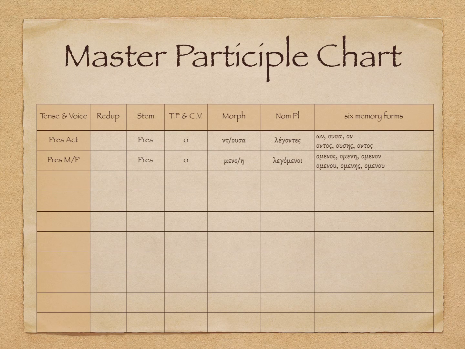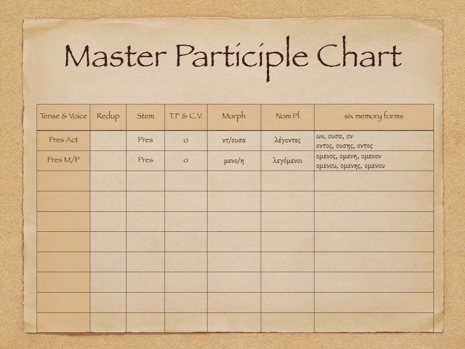Here we begin the master participle chart. We looked at the master verb chart, and hopefully that's still fresh in our memory. It would be good to review it. And notice the final column, the 6 memory forms. This is nominative and genitive for masculine, feminine, and neuter across the board for active and middle passive. The memory forms, the endings is what the memory forms are.